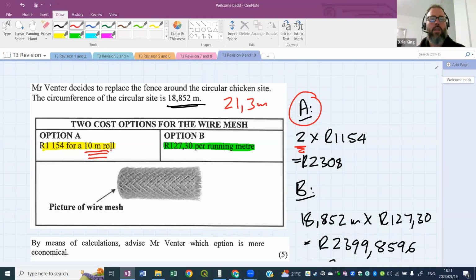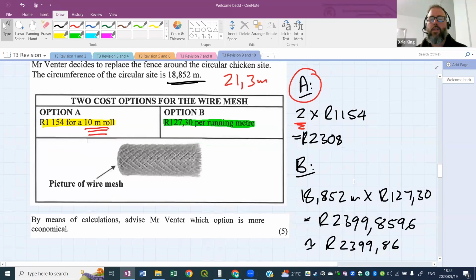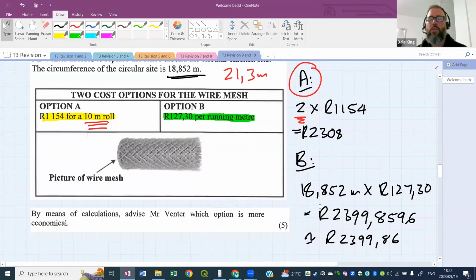You have to buy the whole length. So it's the same thing here. You have to buy it in 10-meter rolls. So he's going to need 2 to cover his 18 meters. 2 10 meters is 20, so 2 will be enough. 1 is not enough. 3 is way too much. 2 is just right. So that's why we multiplied 1,154 by 2, and that gave us a price of 2308. The other one was easy. It's just per meter, so we multiplied our meters by the per meter price. That gave us 2399.86, which is a little bit more expensive.